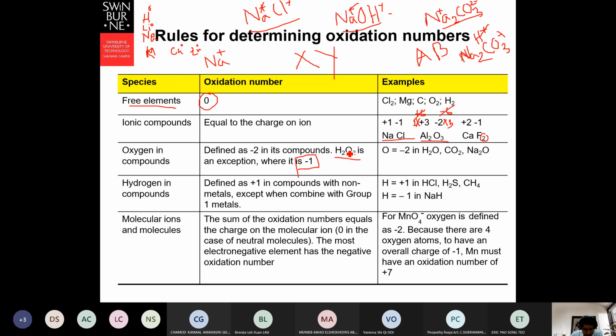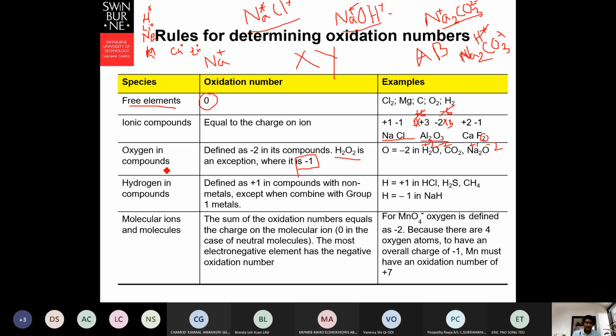For carbon dioxide, for H2O, nitrogen oxide, sodium oxide, all oxygen is -2 here. All are -2, and that is why hydrogen is +1, oxygen is -2. Sodium is +1 times 2, oxygen is -2. So this way it will be.